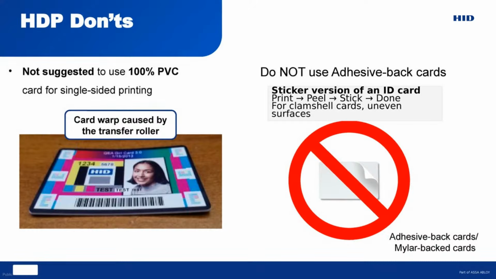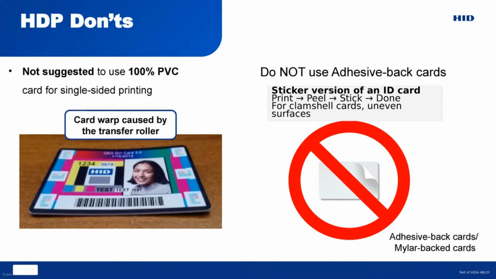So typically when we see this with PVC cards, since the material is not as good as, say, polycarbonate or maybe PC blended cards, when this amount of heat is applied just to one side of the card, you can see card warp as shown on the screen. Typically this goes away when we introduce dual-sided printing, because the same heat and pressure is put on the back side of the card, so it straightens out in the end. So again, we do not recommend PVC cards for single-sided printing, and we definitely do not recommend using adhesive back cards, like the cards for clamshells that Will was talking about earlier, the Mylar backed or the adhesive cards. We do not use those in the HDP or retransfer printers.